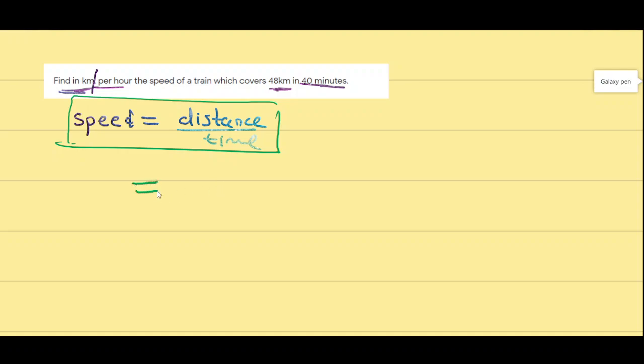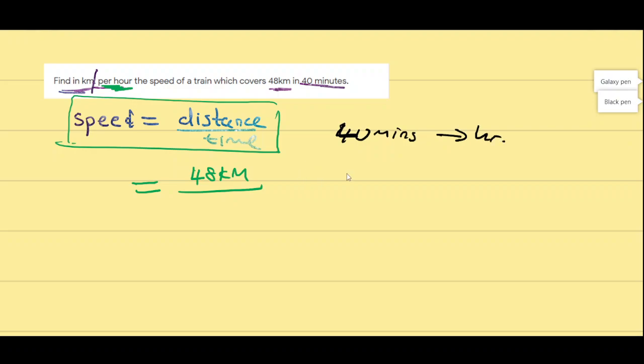So let's find speed. Distance is 48 kilometers. And what is the time? 40 minutes. But then we have minutes, and they ask us in kilometer per hour, not kilometer per minute. So we don't put 40 minutes here directly. We first of all have to put an hour here. Only an hour is accepted. So we go back to the problem and convert these 40 minutes to hours.